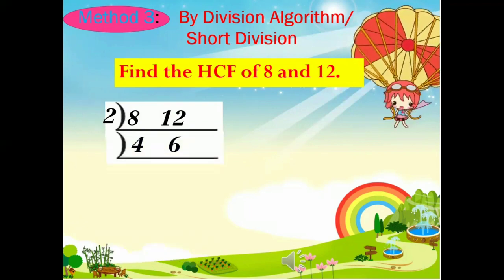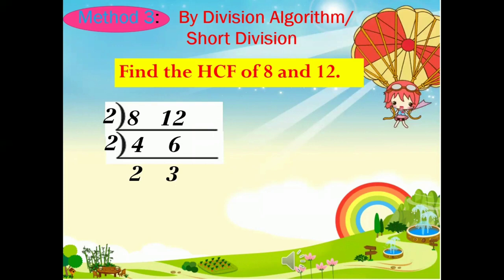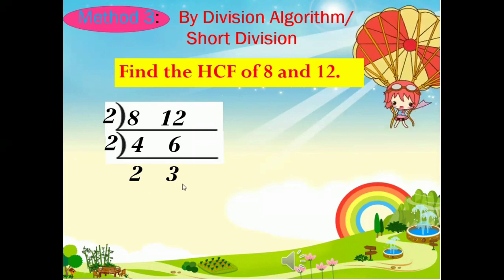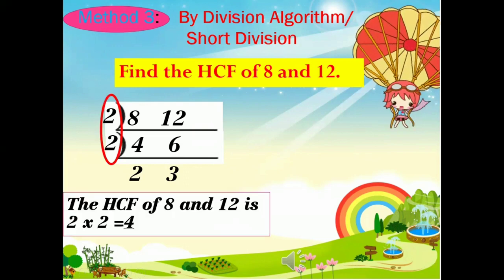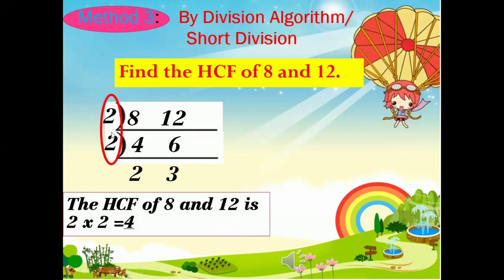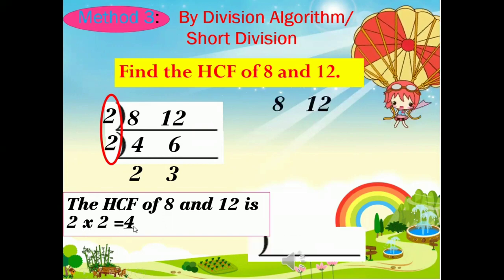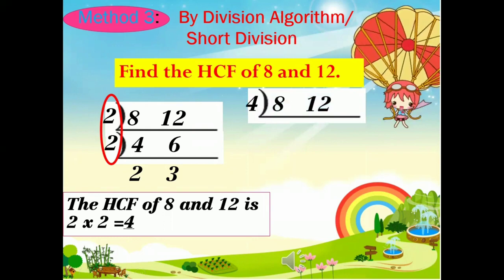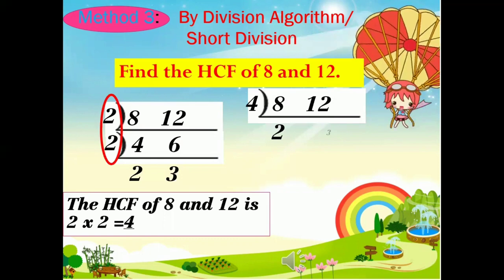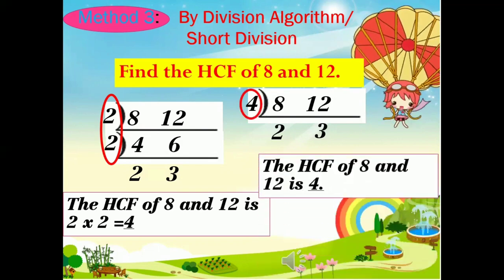Then 4 and 6 can still be divided by 2. 4 divided by 2 is 2. 6 divided by 2 is 3. Then no more number can divide 2 and 3 except 1. So we'll just get the divisors. So the highest common factor of 8 and 12 is, let's multiply them, 2 times 2, 4. Or you can do it this way. You can use the highest number that can divide the two numbers. So 8 divided by 4 is 2, 12 divided by 4 is 3. So the answer is 4.